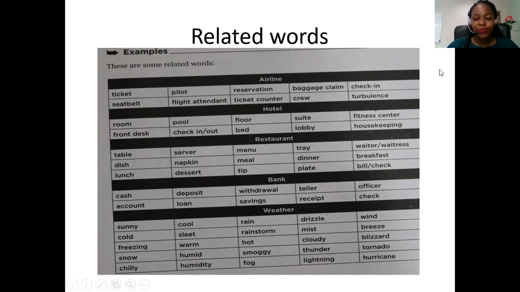So I will play again a clip with questions so that we can determine these related words and how the questions are designed to trick you.